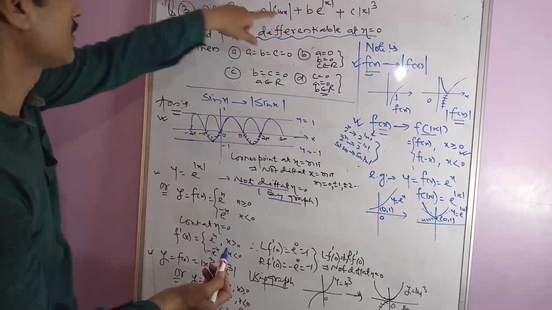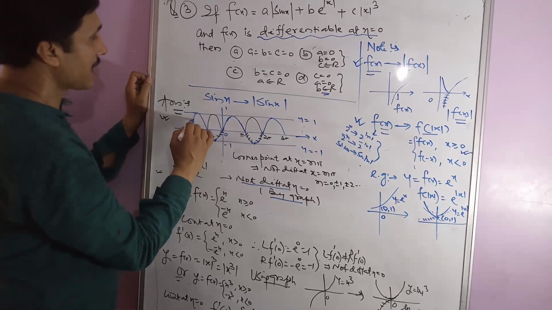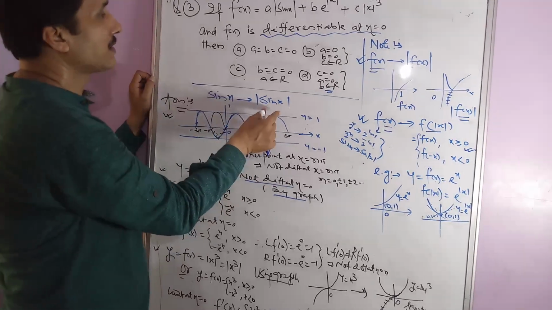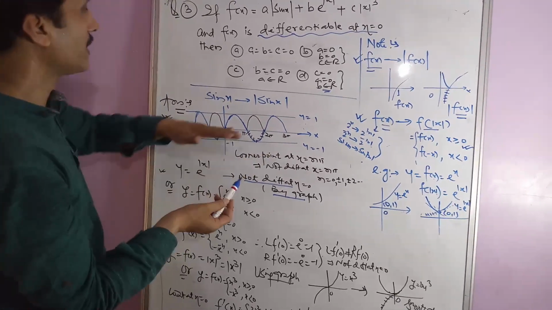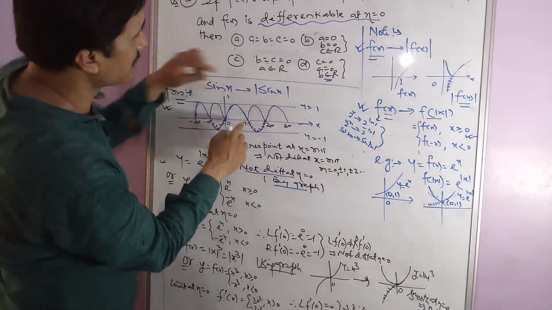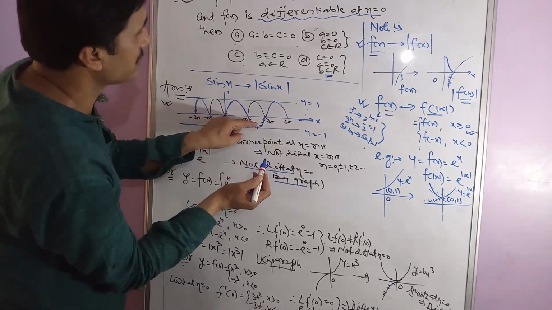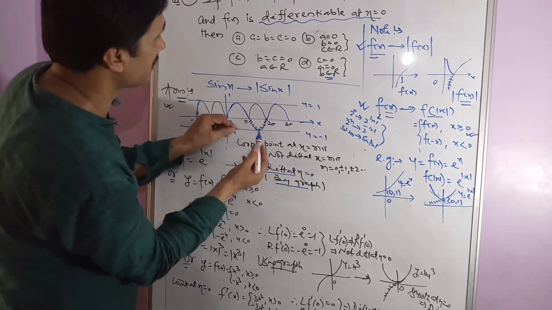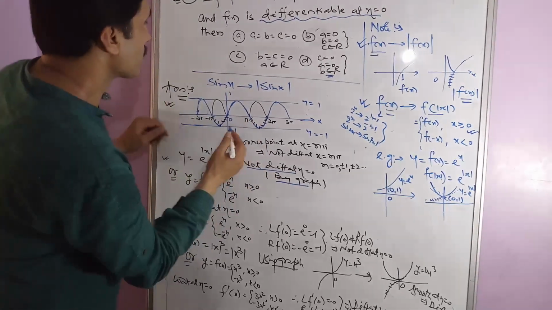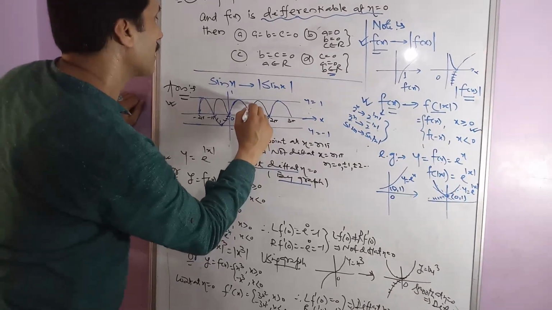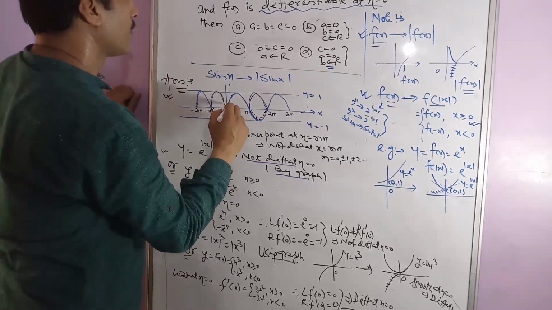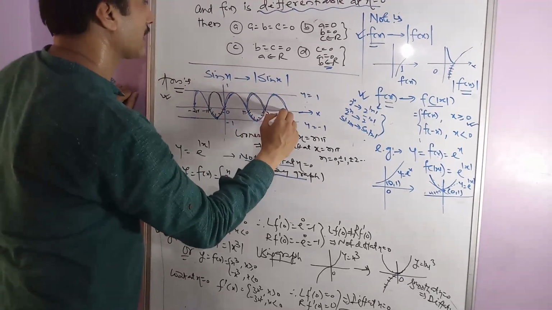Here, |sin x|. Here is the graph of sin x, like this. We have to find the graph of |sin x|. We keep the portion of the sine curve above the x-axis as usual, that is this part. We cancel this part and take its image in the x-axis, so this part will be shifted in this way. So the graph of |sin x| is like this.